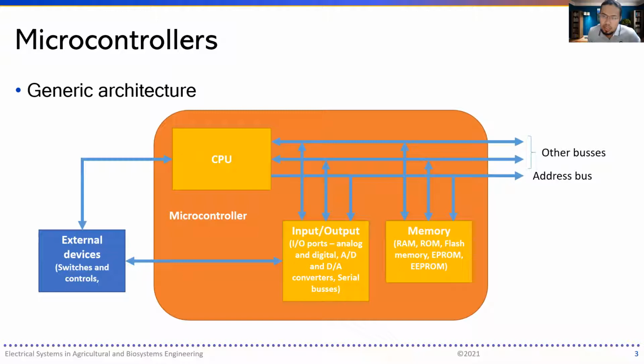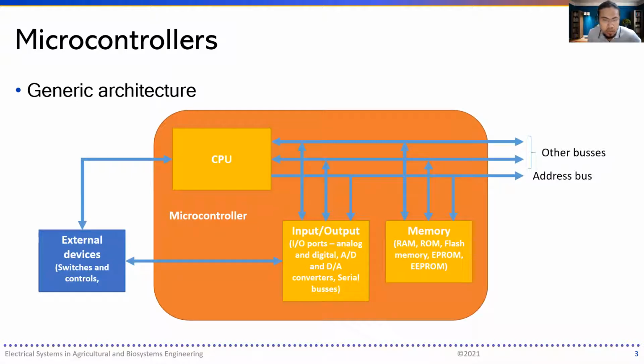Although you have your other buses, which are actually the serial buses. And then you have your address bus, which is just one directional. So bidirectional are the other buses, and they're connected to the CPU, the input and output, and likewise the memory. The input and output could be analog or digital, and then there's the conversion of this analog to digital and vice versa.